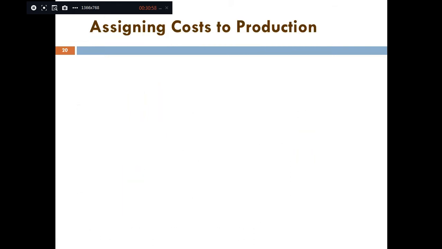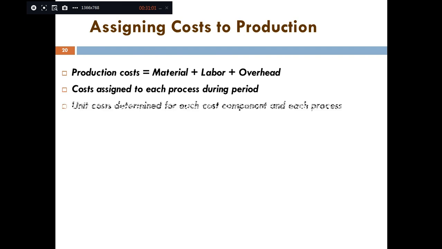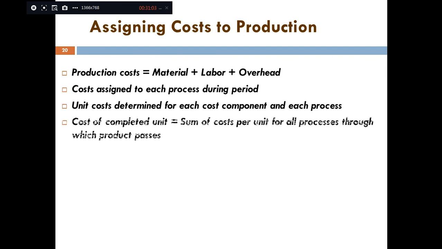So, assigning costs to production. How can we assign costs to production? First, production cost is equal to material plus labor plus overhead. So costs are assigned to each process during the period, and the unit costs are determined for each cost component and each process. Then the cost of a complete unit will be equal to the sum of the cost per unit for all processes through which the product passes. So the summation of all process costs will result in the cost to complete a single unit.